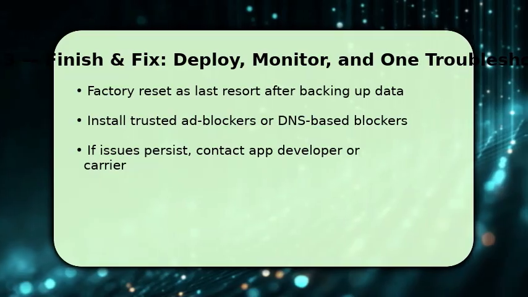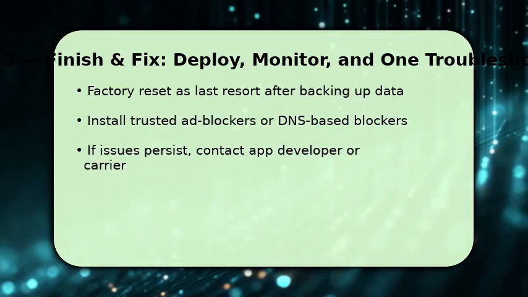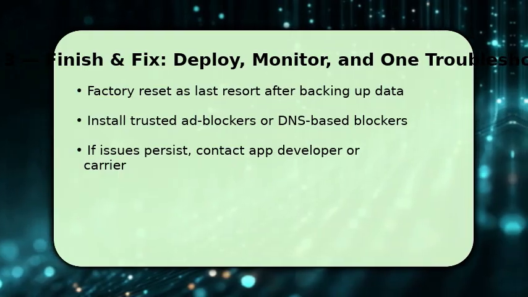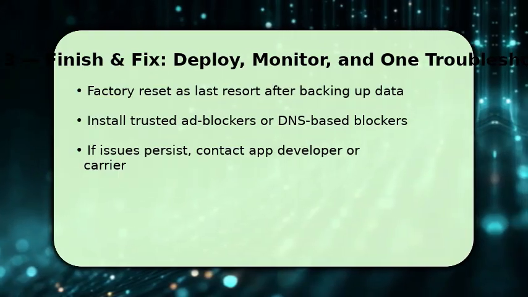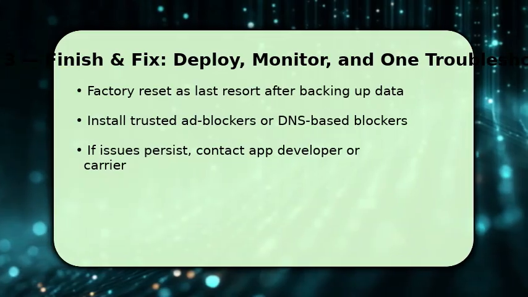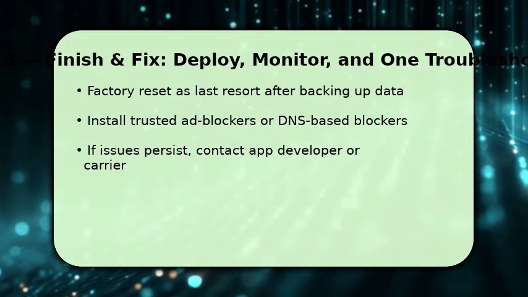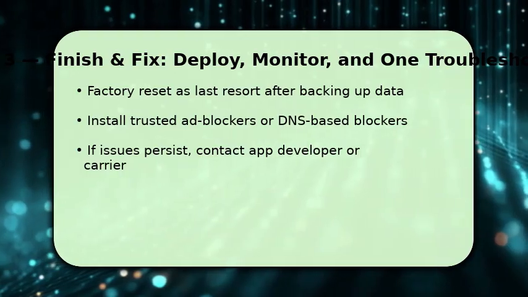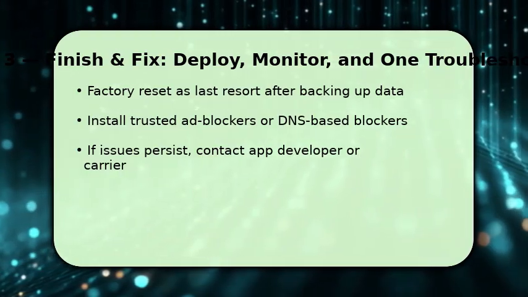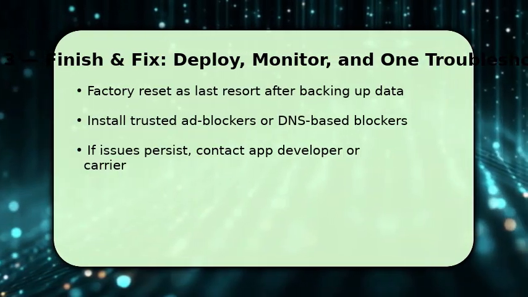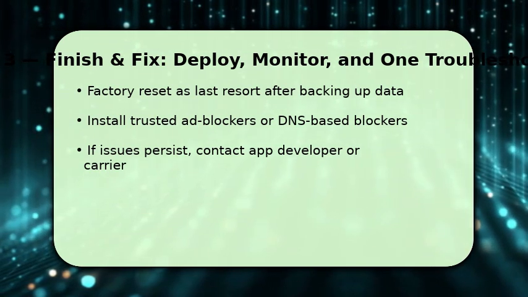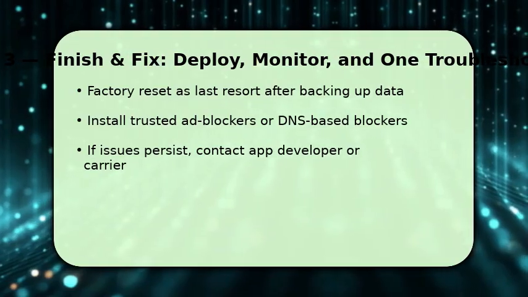This removes deep-rooted adware. After reset, reinstall apps selectively and install a DNS or ad-blocking app, plus keep Play Store or App Store auto-update on for security patches. If you still see ads, try a secondary SIM or network to rule out carrier-injected ads, and if nothing works, contact the developer or your carrier, because sometimes ads come from signed carrier or bundled system apps. That's the key troubleshooting tip.